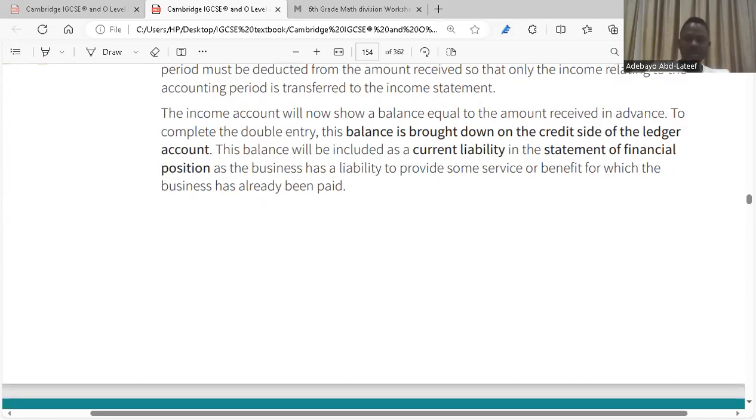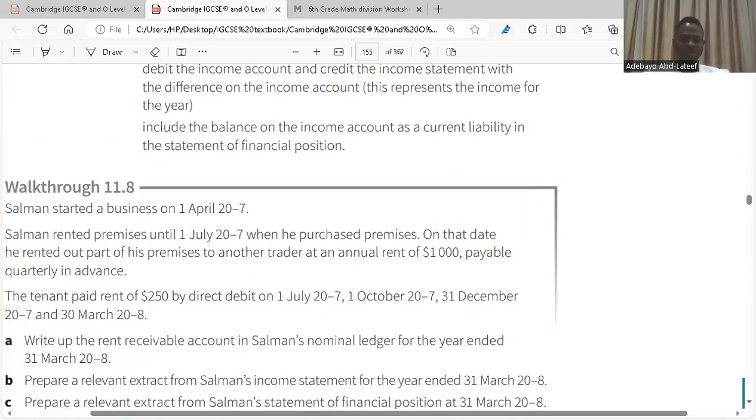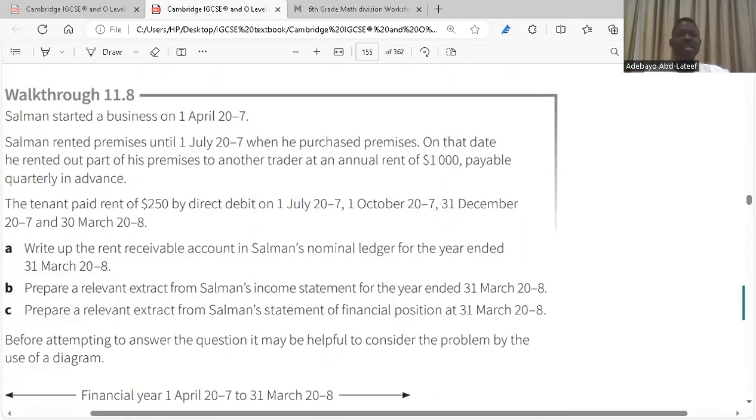Is it clear? So let's look at what we have here. Let's just go to the work. They said someone started the business on April 1, 27. Someone rented premises until 1 July 27, when he purchased premises on that date, he rented out part of his premises to another trader at an annual rent of $1,000. So there's rent receivable and rent payable. So part of the premises has been rented out, which Sama will be getting a certain amount of money from, 1,000.